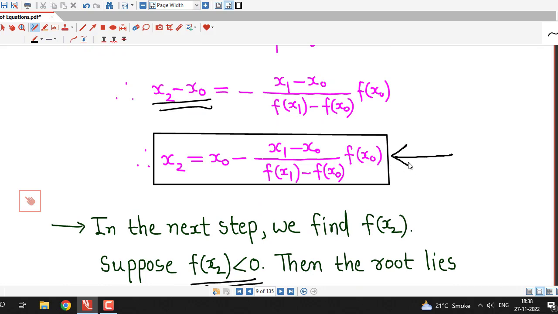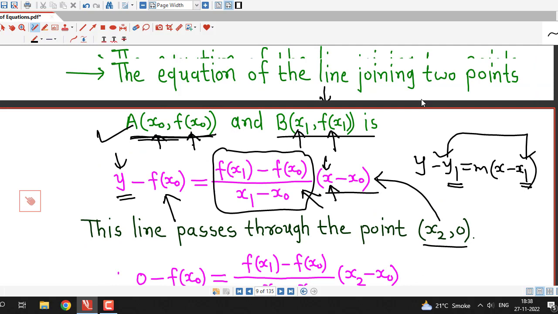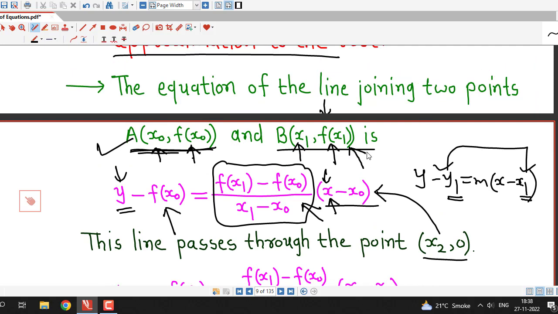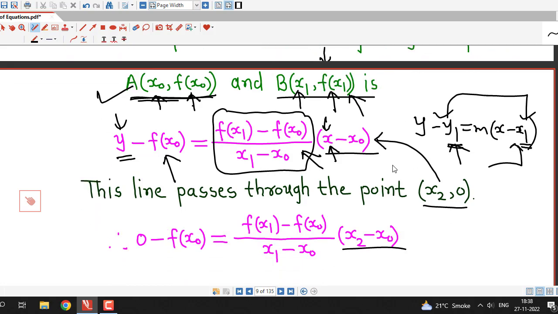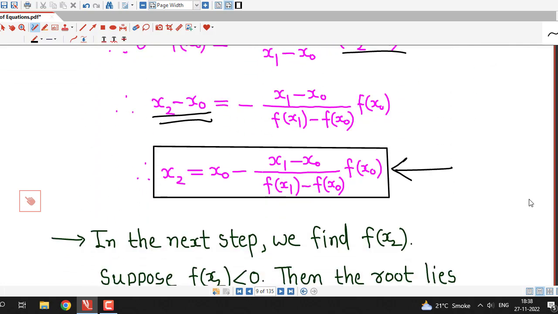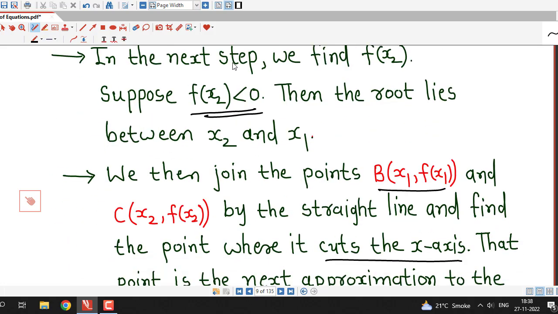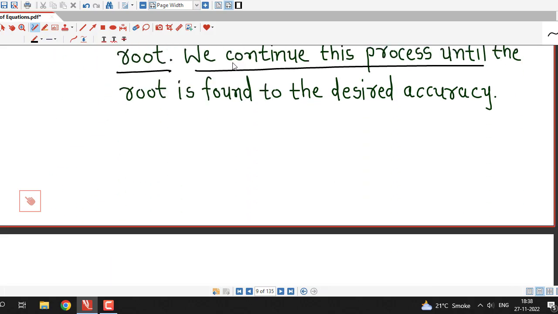We have to remember this formula, and if we are using the point B (x1, f(x1)) instead of this point, then also it is fine. You can use either of these 2 points, and using this formula we will find the approximations to the root of the given equation up to the desired accuracy. In the next lecture we will discuss one problem on solving the equation f(x) = 0 using the method of false position, or regula falsi method.